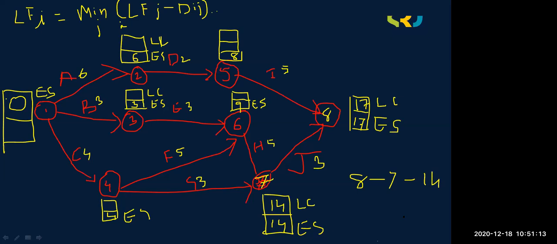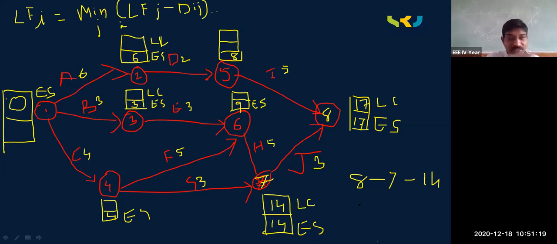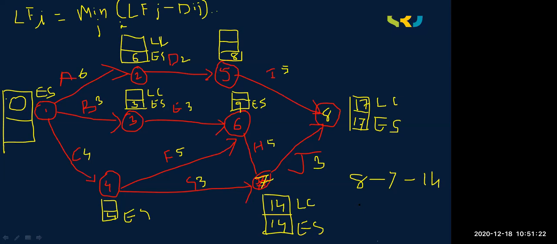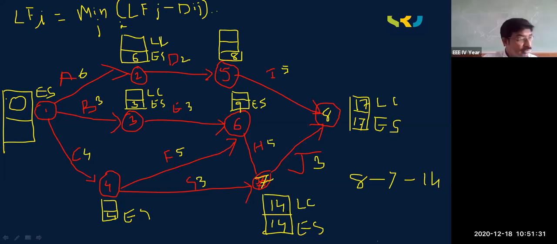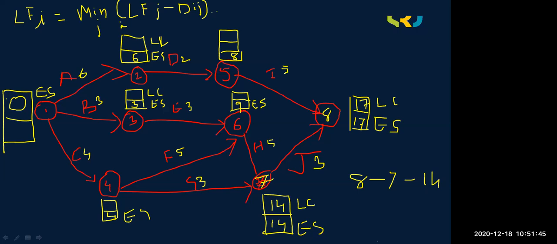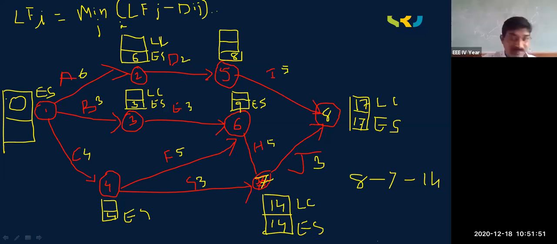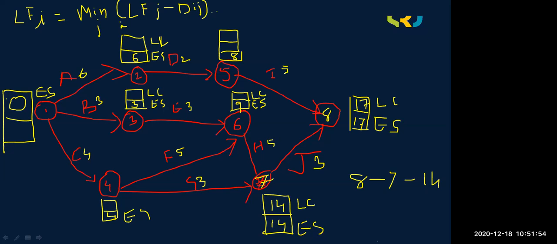So what is the value I need to draw at 6? The least value, the minimum value I need to draw. 7 or 9? Check it correctly. For activity 6, 14 minus 5, we got the value 9. Isn't it? Next. Is there any node or only one? No, sir. So what is the value I need to draw here? How much? Tell me, please. 9. Yes, very good.